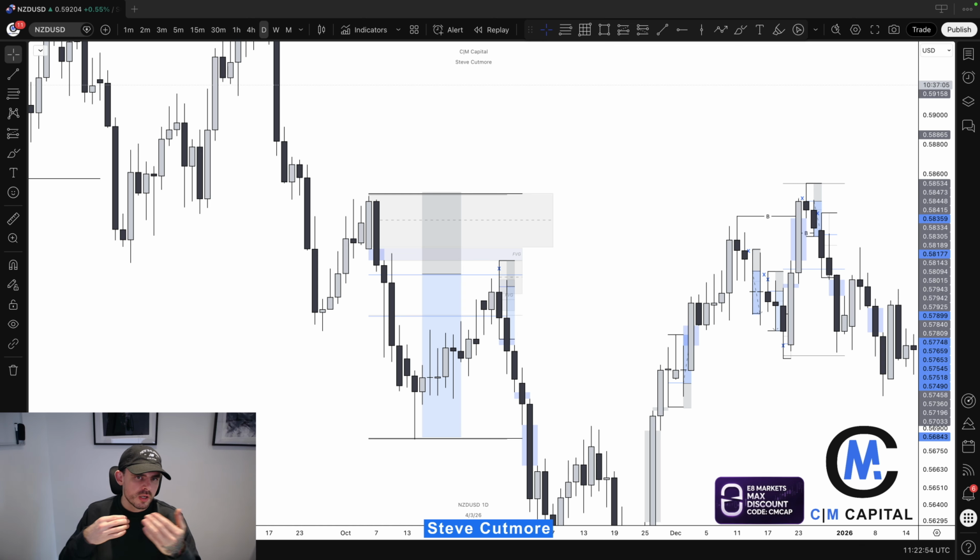Liquidity sweep, market structure shift. We want a fair value gap or a demand zone, preferably to line up with our entry Fibonacci level. Set our orders, let it play out. And like I said, in this specific trade here, you would have got two trades if you wanted to trade off the really high time frame, i.e. the daily, and then you would have got the lower time frame entry model as well.